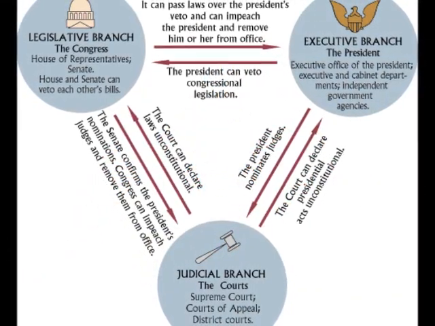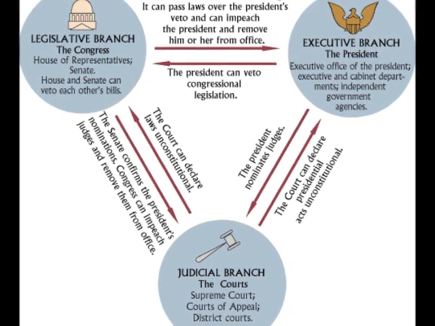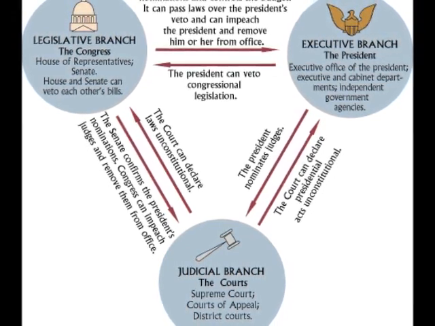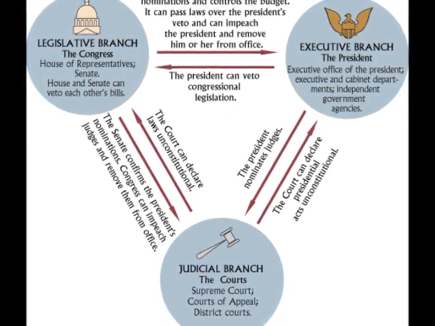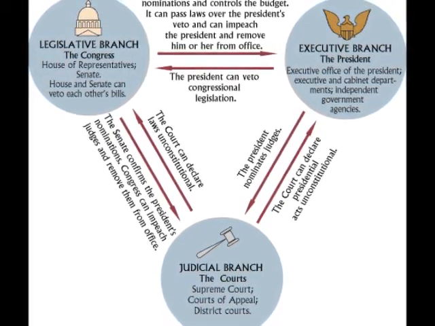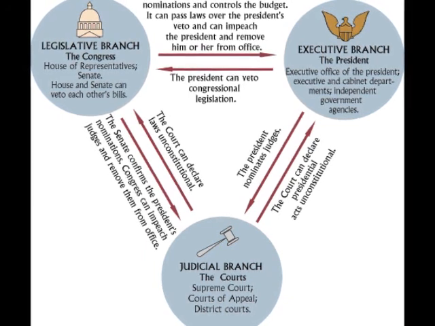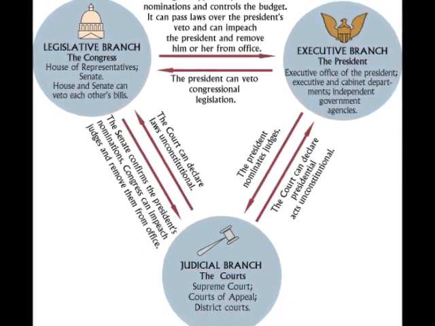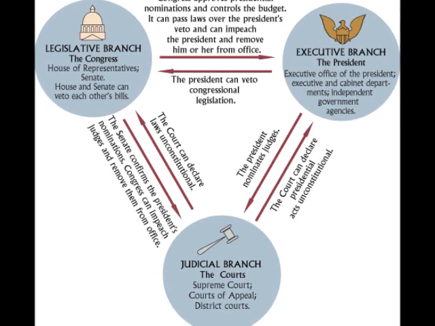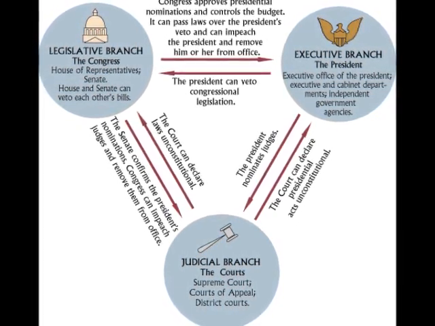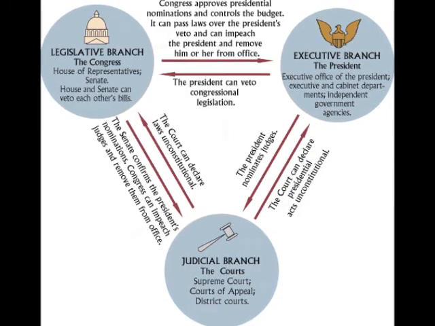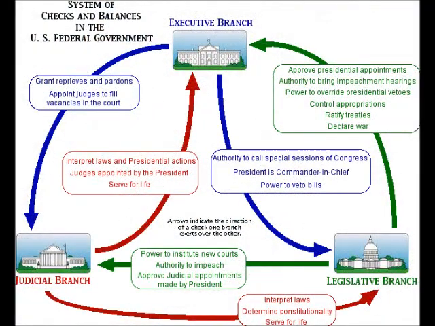Next, we're going to move to the legislative branch, and the legislative branch has checks as well. And a legislative check on the judicial branch is that they can impeach judges. They can also reject or approve the appointment of judges to their office. The legislative check on the executive branch is that they can override a veto with a 2/3 vote, and they can also impeach the president.